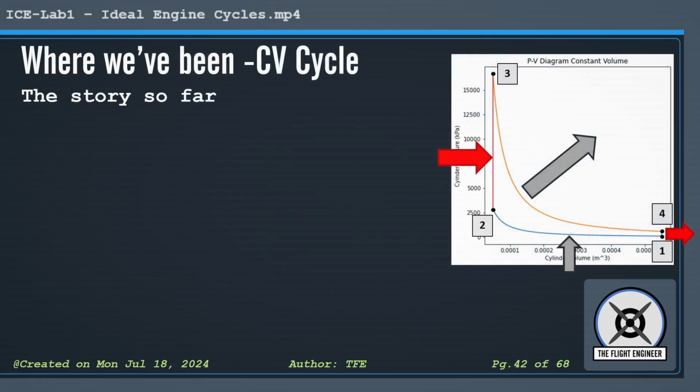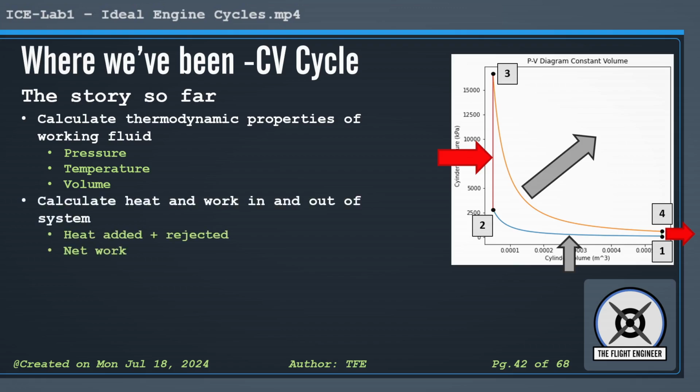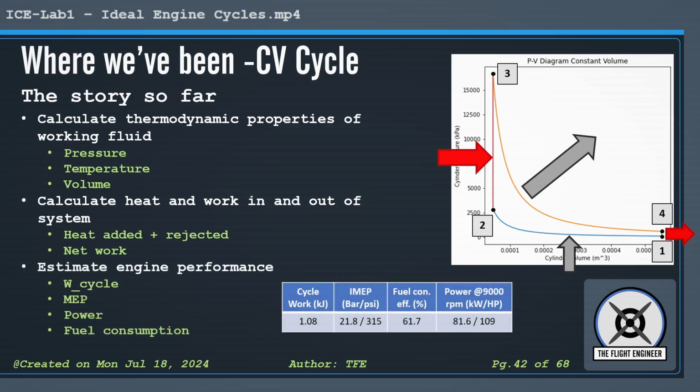So far, we've talked about the Otto cycle, or the constant volume cycle, finding pressure, temperature, and volume of the working fluid throughout 4 critical process points. We've talked about how heat and work move in and out of the system, and we've produced some very odd-looking performance estimates. Now, we'll build on that base and continue to refine the simulation's predictive power.